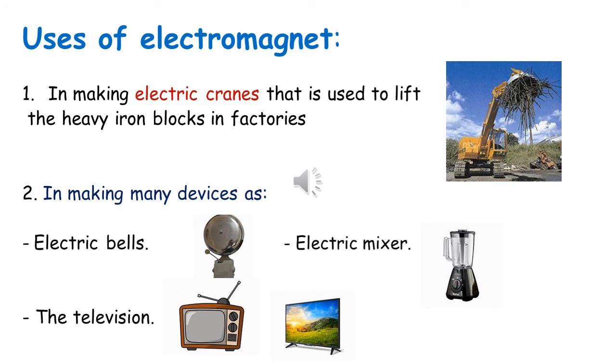Now let's talk about the uses of the electromagnet. We use the electromagnet in making electric cranes that are used to lift heavy iron blocks in factories. Also we use the electromagnet in making many devices such as electric bells, the television, and electric mixers.